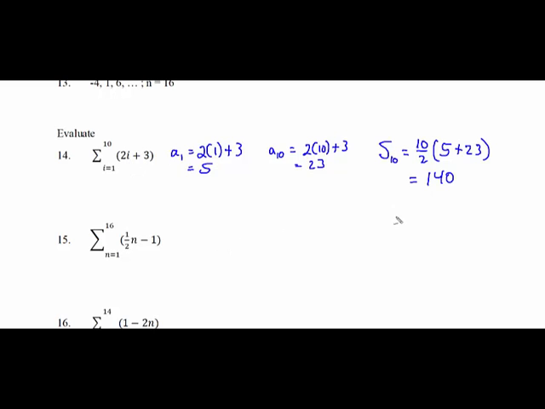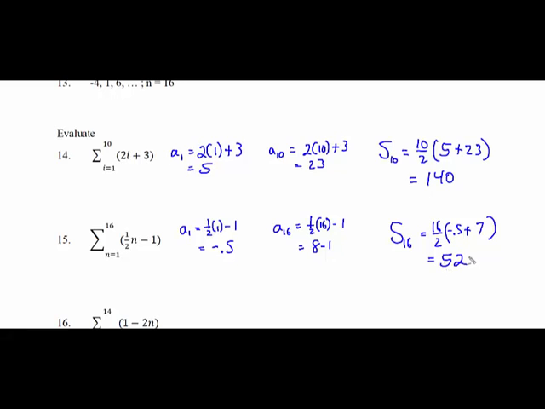For problem 15, we're going to move over here and write down the first 16 numbers. That's 16 divided by 2. But we're going to figure out our a sub 1 by plugging in a 1 for the n. So this is 1/2 times 1 minus 1, or negative 0.5, or negative 1/2. There's my first term. And if I go to my 16th term, then I have 1/2 times 16 minus 1. So this is going to be 8 minus 1, or 7. And so this is going to be 8 multiplied by 6.5. And 8 times 6.5 is 52. 52 is the answer to that arithmetic series.